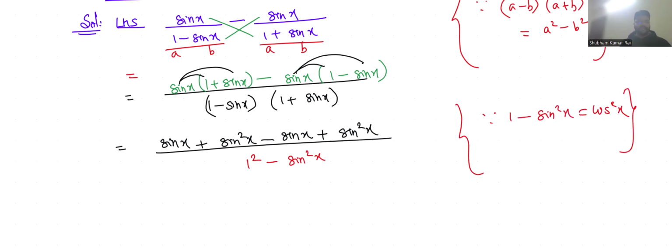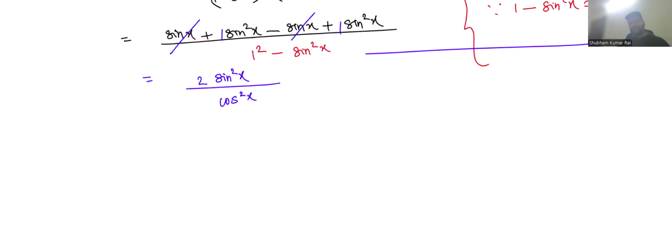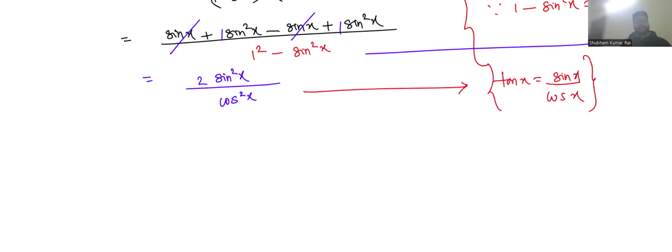Now, if I move further, you can see that minus sin x plus sin x is cancelled, and here 1 sin square x plus 1 sin square x will be 2 sin square x, and here we will have cos square x. And what is the formula that we have learned? As we have learned, tan x is equal to sin x upon cos x. So can you see the resemblance from here as well? Right? So we can write it as 2 times tan square x.